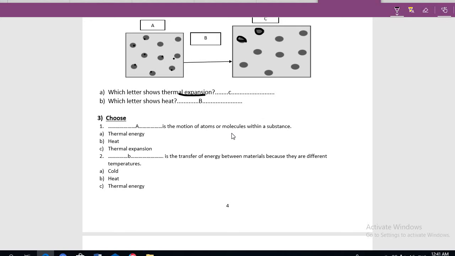The motion of atoms or molecules within a substance is called thermal energy. Motion of particles. So the motion of particles in a substance is called thermal energy. The transfer of energy between materials because they have a different temperature is called heat.